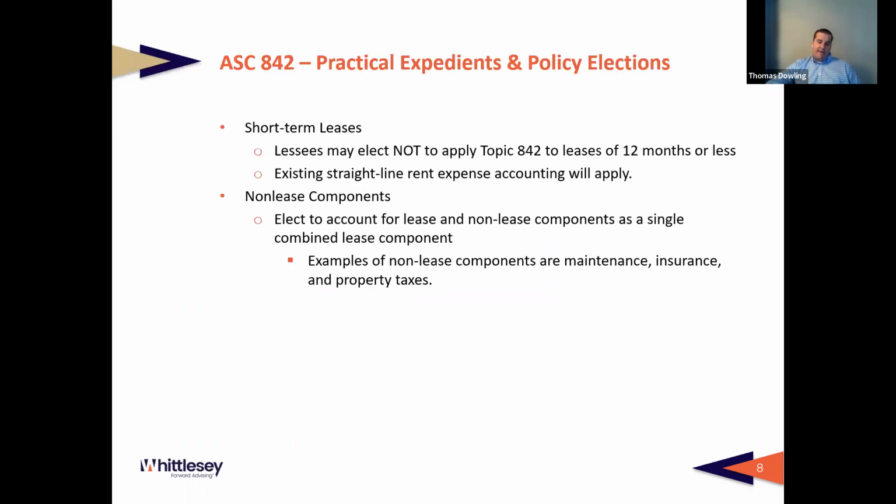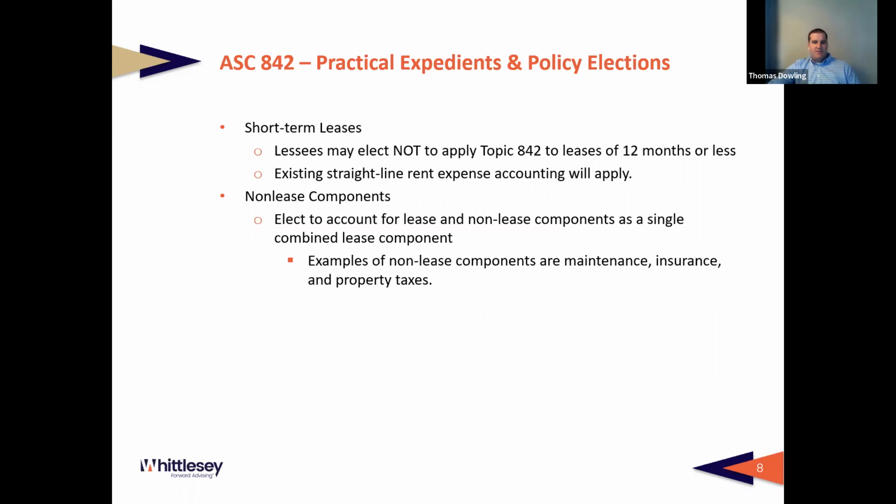So now that we know what it is and how to calculate it, we're going to find out how to simplify the adoption with some practical expedients. The first being the short-term lease expedient. This is one that everyone should elect upon adoption, and is where the lessee may elect not to apply Topic 842 to leases of 12 months or less, and will simply continue using existing lease accounting. The advantage here is that it's going to save time on accounting for short-term leases. The disadvantage is that you're going to have a different policy on short and long-term leases to account for.